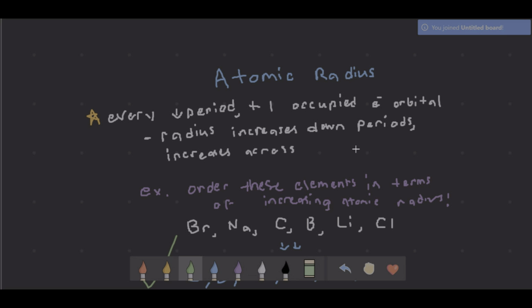Next up, we're going to be discussing atomic radius. The periodic trend you probably learned in honors or normal chemistry is that the radius increases down groups, and then it decreases across periods.